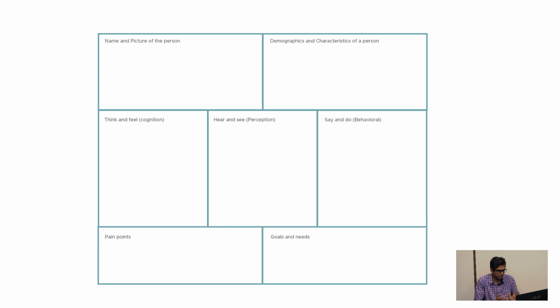So for the user group, you have to put the picture of the person, the name, the demographics, and the characteristics of the person. And here, very important factors: we take what they are thinking and feeling according to their problem domain, which is cognition, what they would hear and see, that is perception, and what they say and do, how their behaviors work in a given problem scenario. Then we understand the pain points from those 3 points, and then goals and needs at the end, because we are trying to capture the goals and needs of every user group who is going to interact with your application.